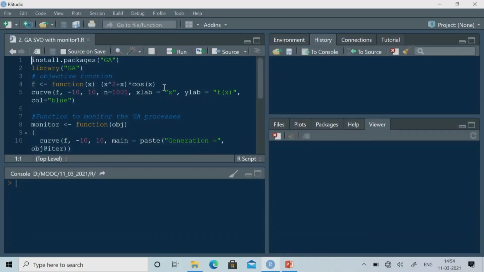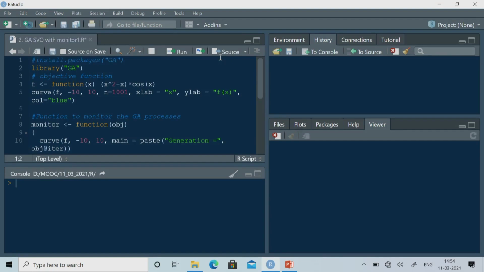Now, for the same function, let us see how we can monitor the progress during GA iteration. We can also monitor how GA is converging towards the global optimal solution. We can monitor that one, and I would like to show that using this particular code. The only thing is that you have to use a monitor function here. I am explaining that one. I am not installing the GA package here because it is already installed.